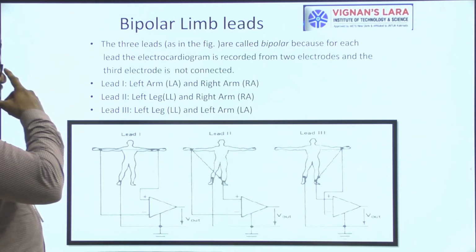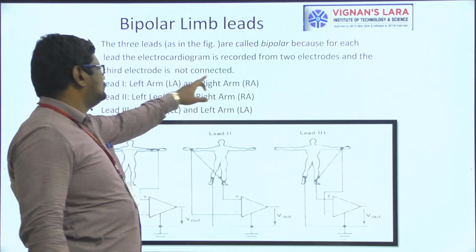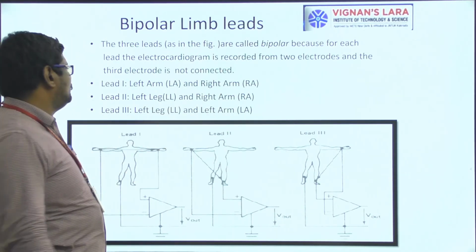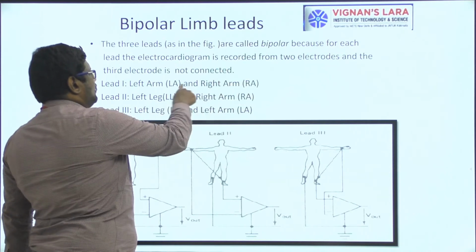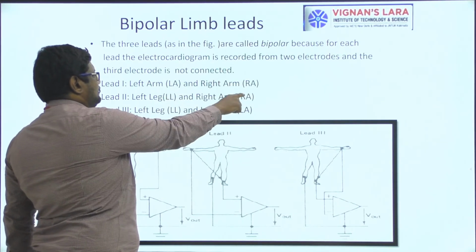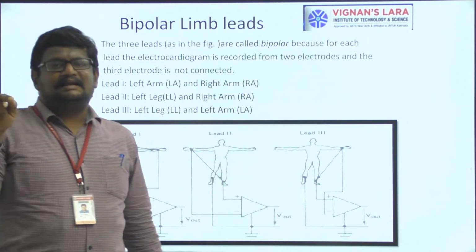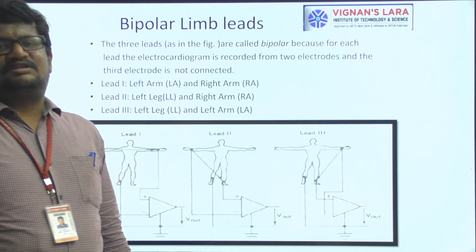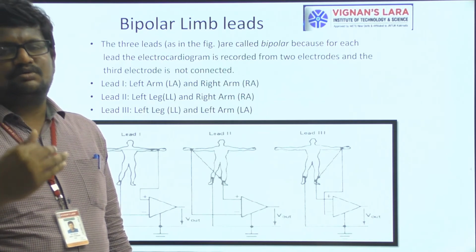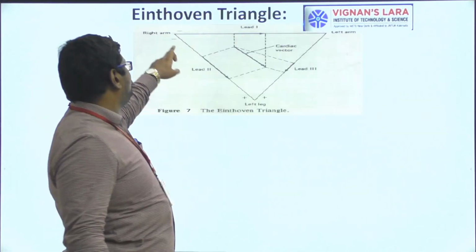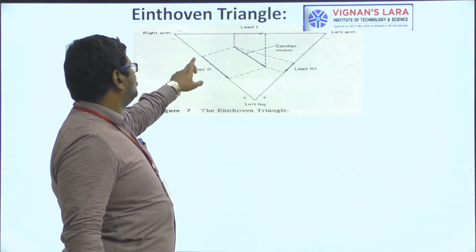Okay. And what is important here is, remembering this is very difficult, sir. If you say like that, you write down this RA, LA and LL. Similarly here also it will be RA, LA and LL. So this RA, LA and LL is a particular sequence that you need to remember, because next we are going to see some concept there also. Between the right arm and the left leg, there is lead 2.